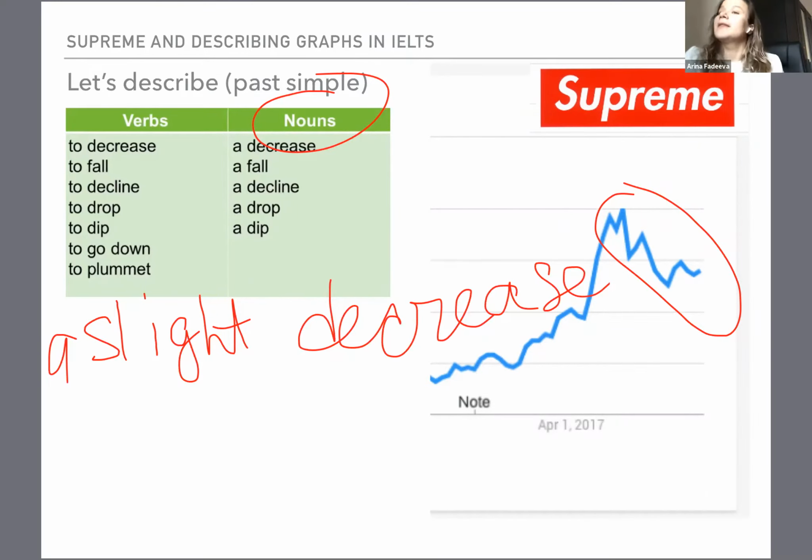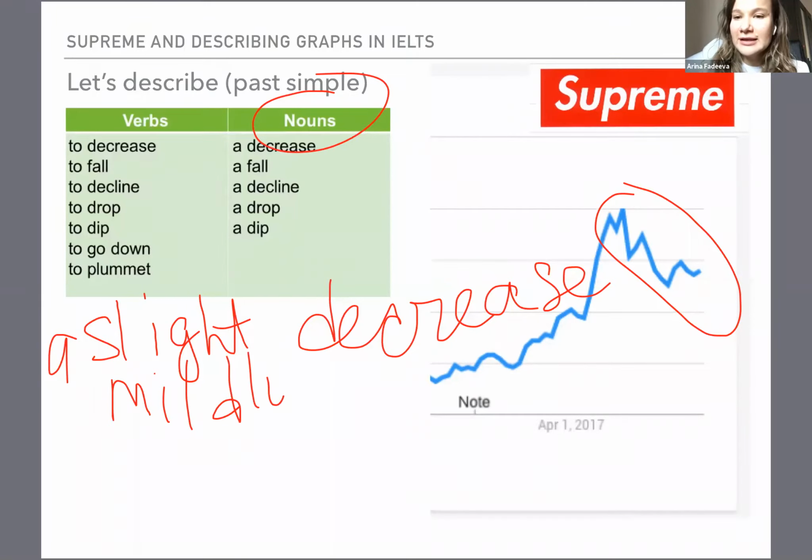For example, what other adverbs have you used here? Mildly. So what are we doing here? Mildly, we're taking away this. It will be a mild fall, for example. Yeah, a slight decline occurred. Perfect. Thank you, Alex. Right. An apparent decrease. I like it, Judy. An apparent decrease. Wow. Great.